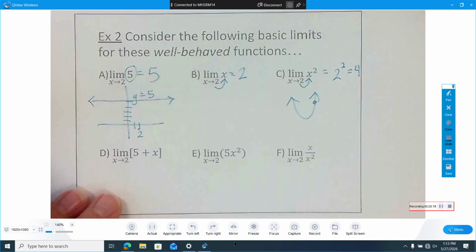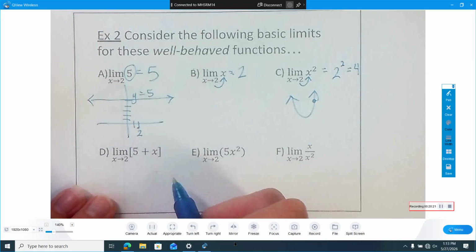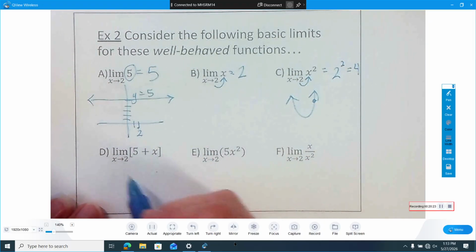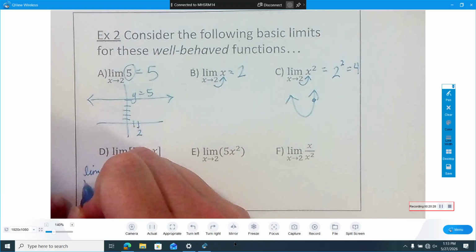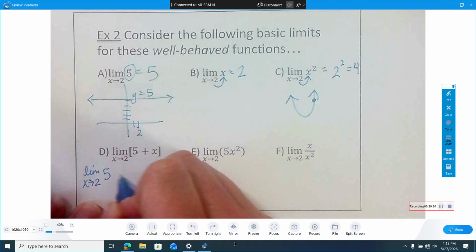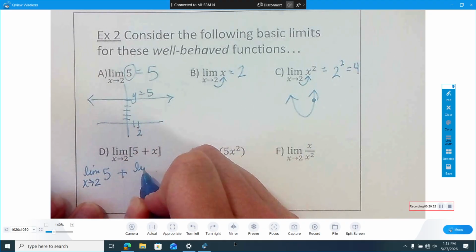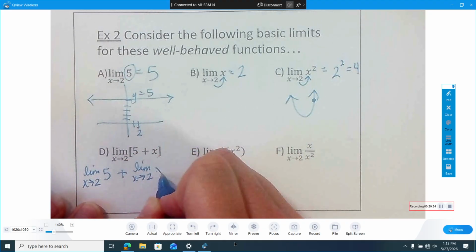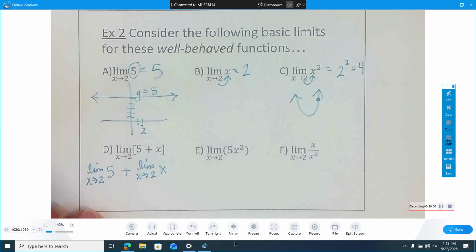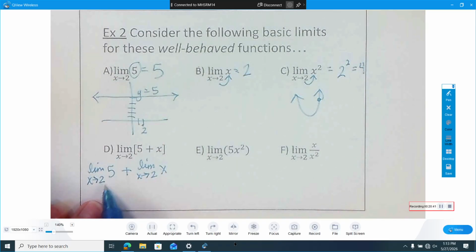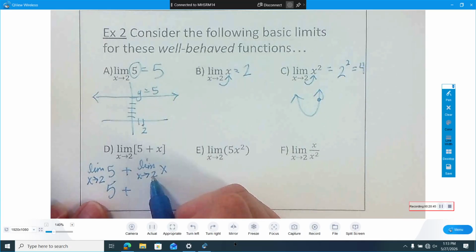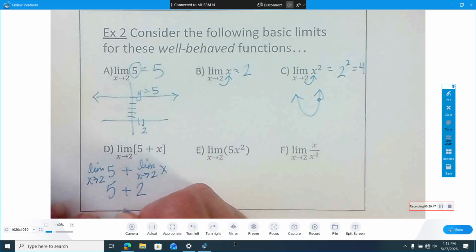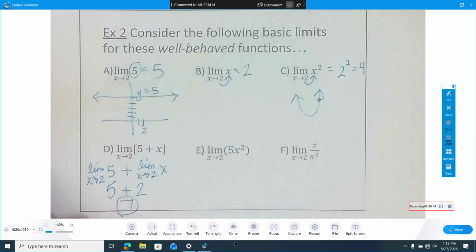Okay? Here, I'm adding two things together. So if I wanted to do this really mathematically, I would say, hey, I can do the limit as x approaches 2 of 5, and I'm going to add it to the limit as x approaches 2 of x. This is the limit notation. What is the limit of 5? This is 5. And what is the limit as x approaches 2 of x? 2. And when you add them together, you get 7. Okay?